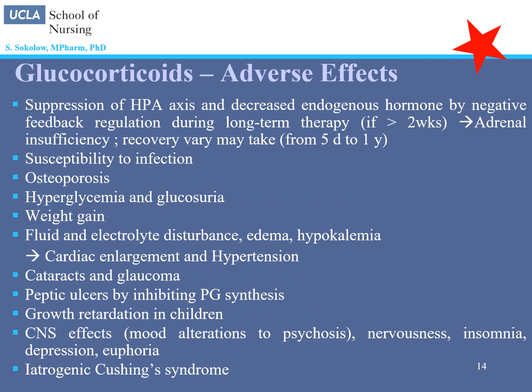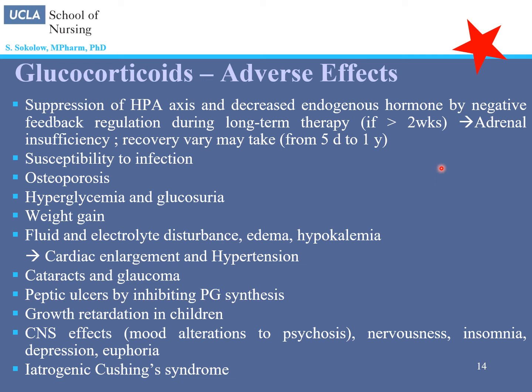Now, what about their adverse effects? There is a long list of adverse effects. The main one, again, with the long-term use is the suppression of the HPA axis and the decrease of the endogenous hormone secretion by the negative feedback regulation over long-term therapy, if it's over 2 weeks. And what you should know is the recovery may take up to 5 days to 1 year, depending on the adrenal suppression. That's why it's very important to taper down when a patient needs to stop their therapy if they've been on it for a while.